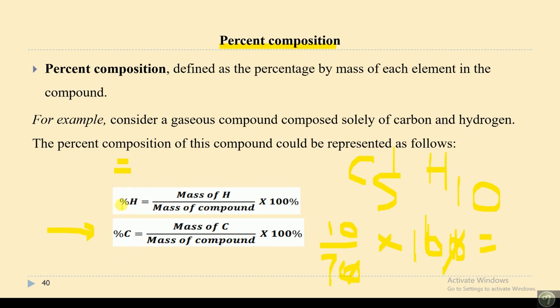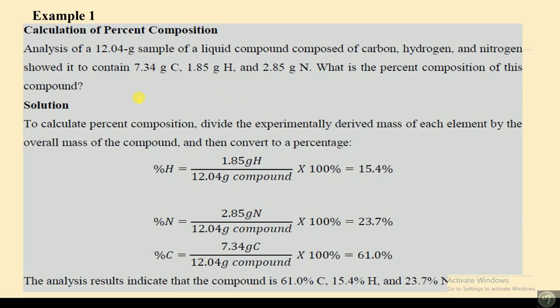The percentage composition of carbon, similarly: carbon is 60, 5 times 12, the molar mass of carbon, over 70 times 100. So this is the percentage composition of carbon. Calculate it and a number will come out. When we add the two, it must come to 100%, since it is percentage composition. I think there are also written examples in this PPT, so let us look here.